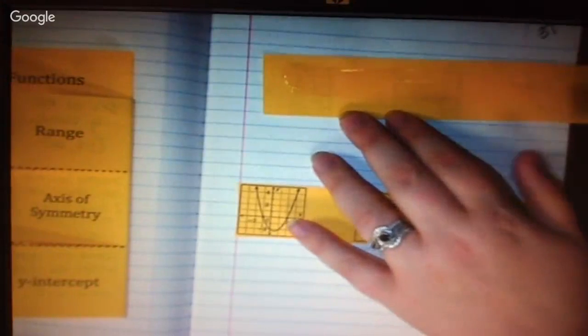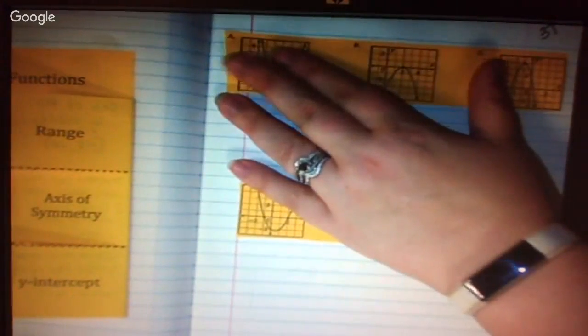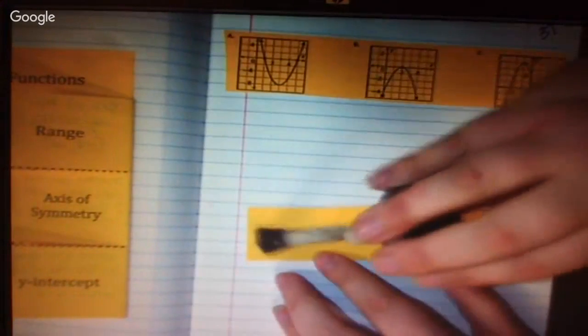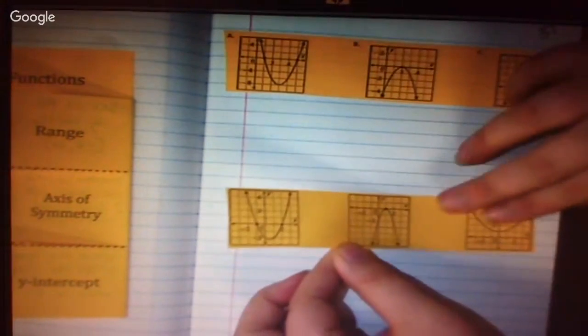Oh, that's ugly. Can I get another paper? Can't even cut straight. Can't cut a straight line. No, this is so ugly. I can draw a straight line. I can. I just can't.